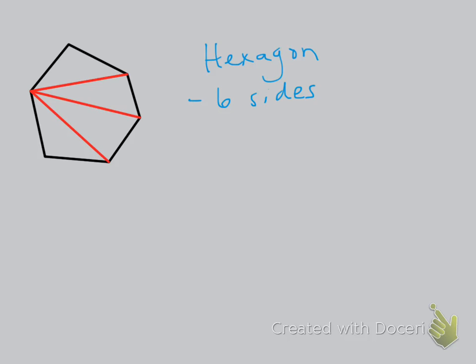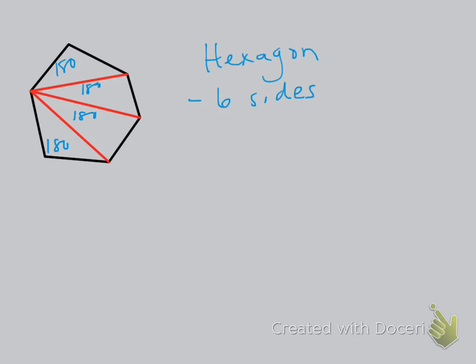Okay, how many triangles do we see there? Now you see 4 triangles. Of course, they're all equal to 180. And notice all my diagonals are coming out of the same vertex. I know I can draw more diagonals, but they're going to be overlapping, right?